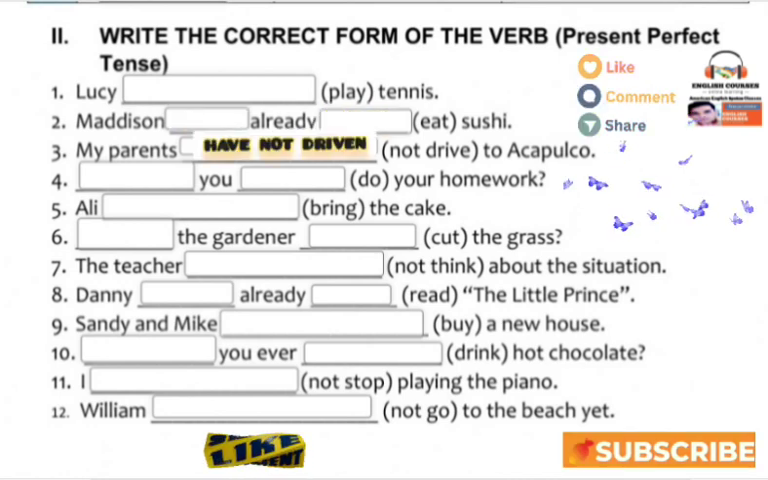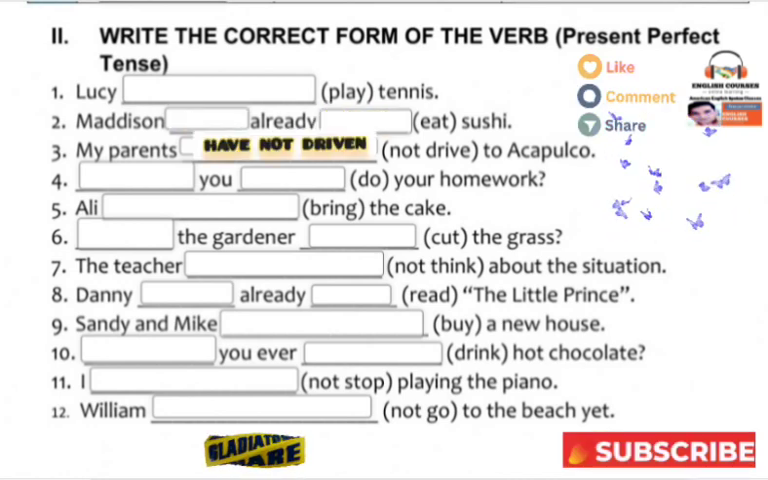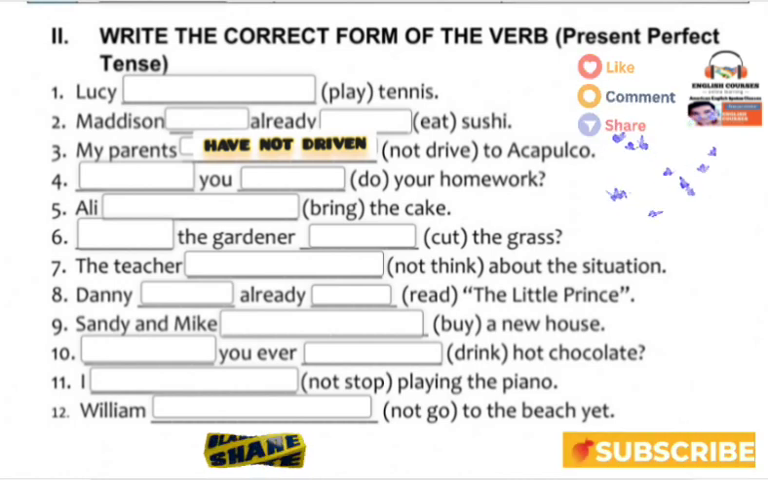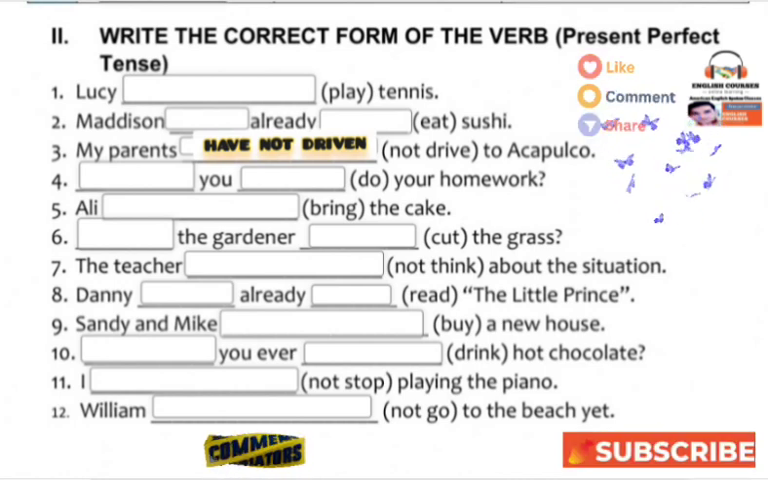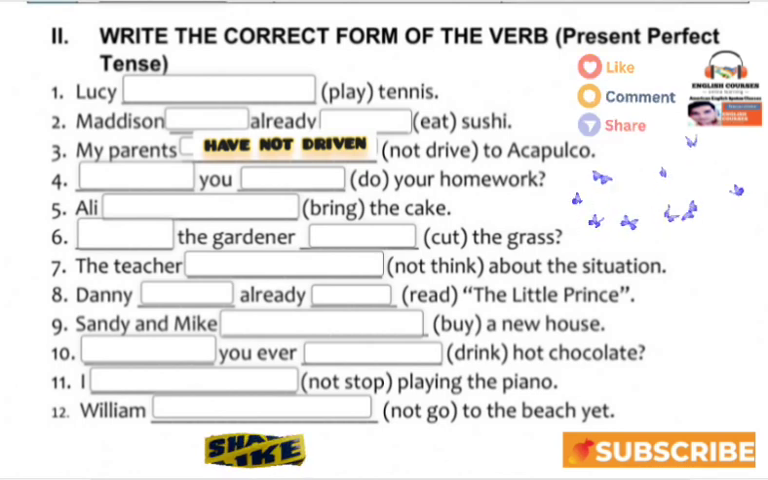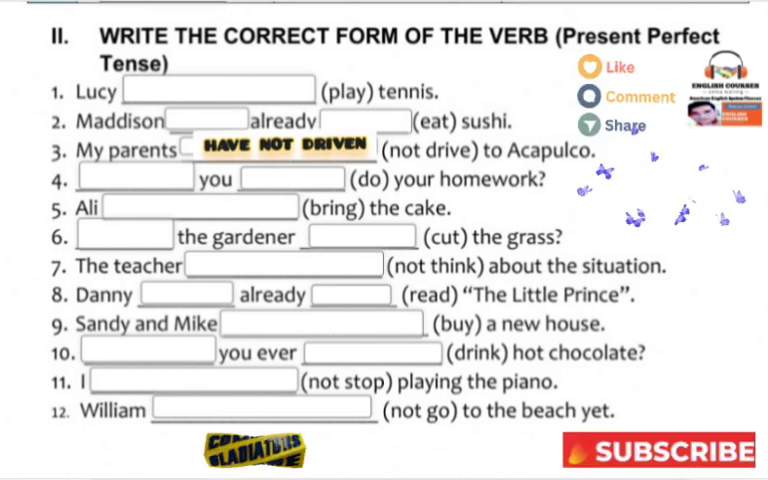But if the subject is plural, like in question number 3, you can see my parents. This is not a singular noun. It is a plural subject. So if the subject is plural, we use have. Haven't driven would be the answer for question number 3.